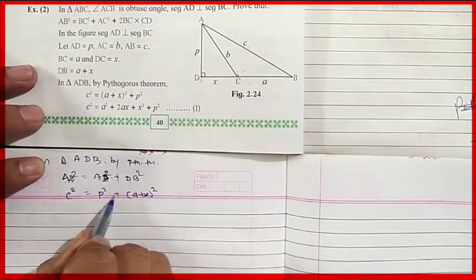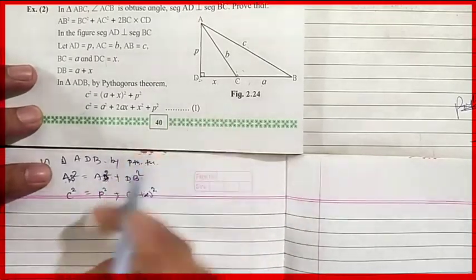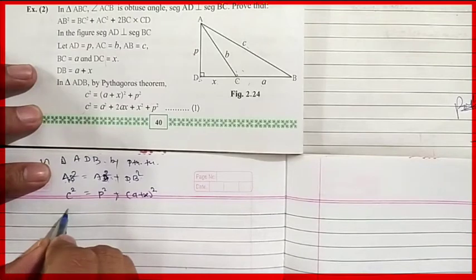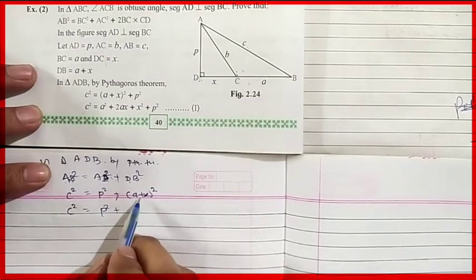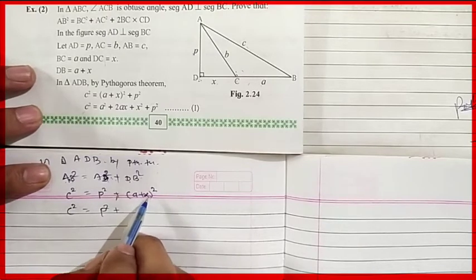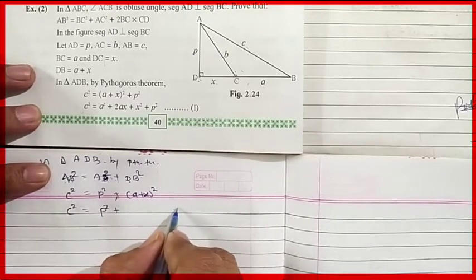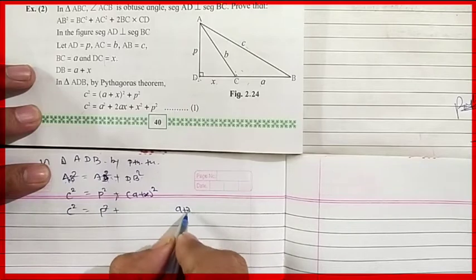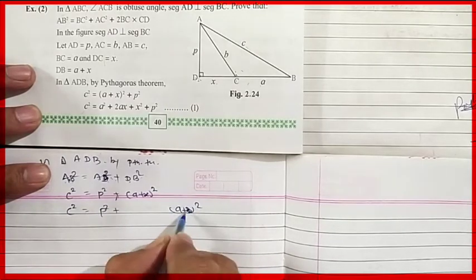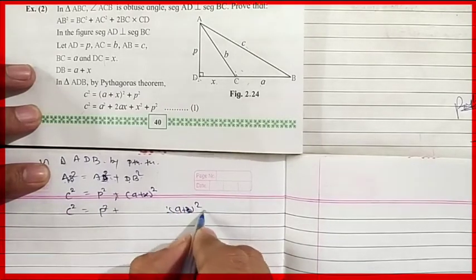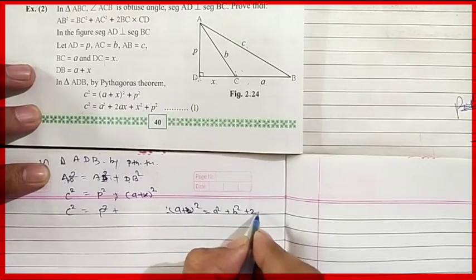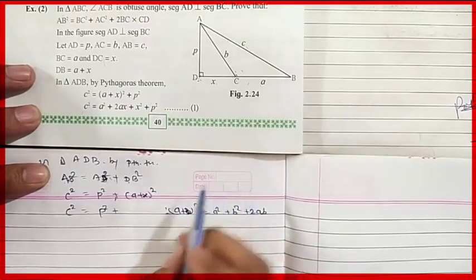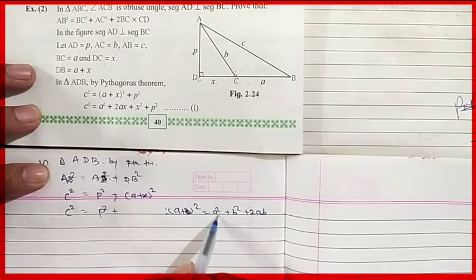Now we have to solve this first, then we will move to the next part of this session. So C square equals to P square plus, here we have A plus X whole square. So it is like A plus B whole square. So what is A plus B whole square? It is A square plus B square plus twice AB. So we have to elaborate this as this one.